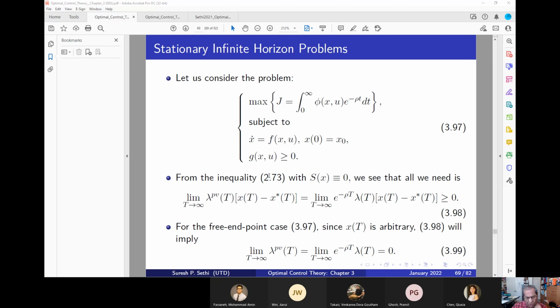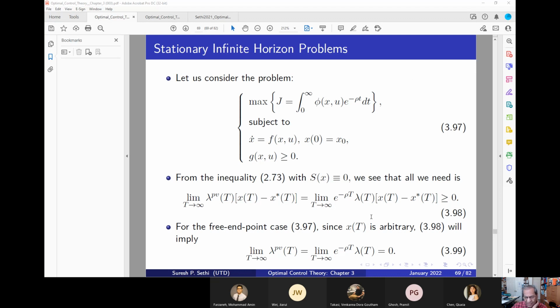So if we go all the way to 2.73 and we put S of x equal to 0, we will see that we can get these conditions. We can get the limit as t goes to infinity. This is the present value adjoint variable, which is equal to e to the minus rho t lambda t, and this is bigger than or equal to 0. So this is one condition we can get.